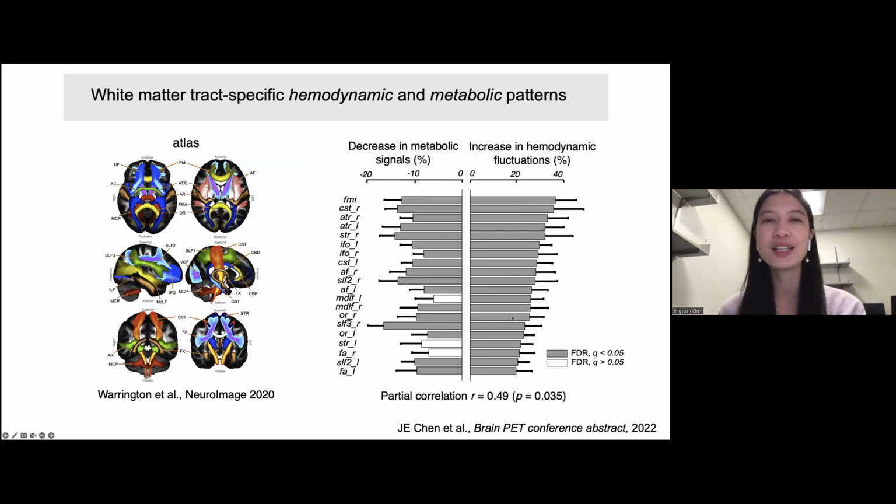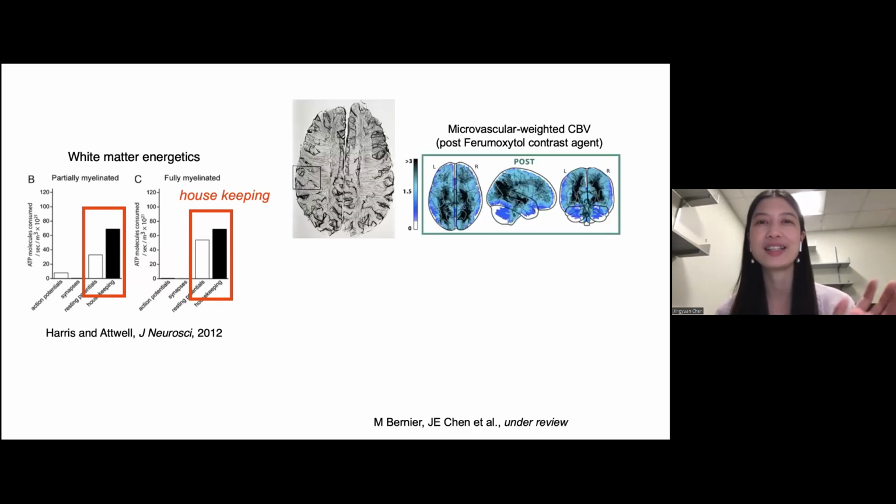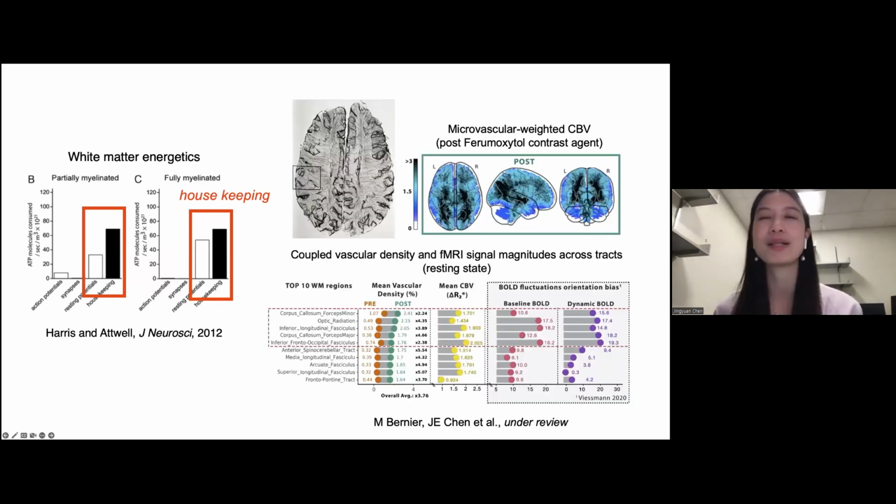There are several mechanisms relating to it, and again, I won't go into much detail, but basically we're considering that there is a link between the different tracts having different vascular density that is linking these hemodynamic and metabolic signals.